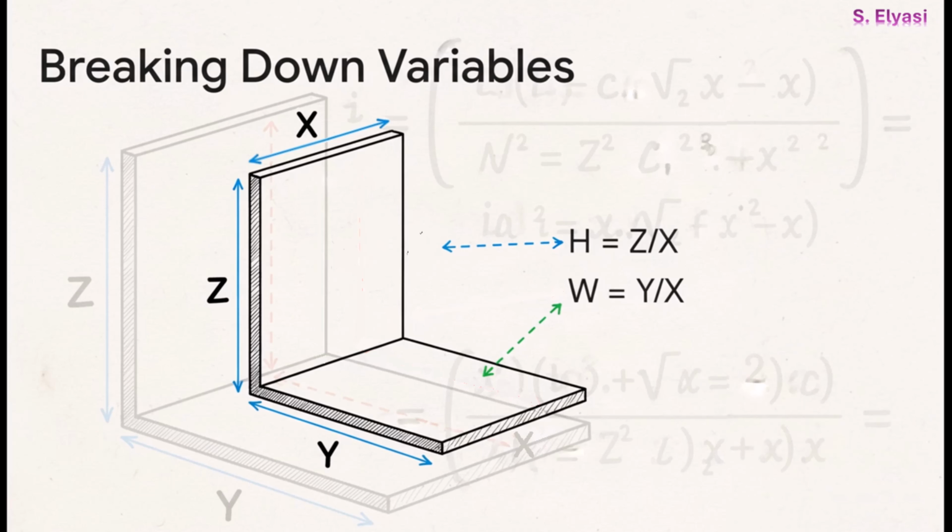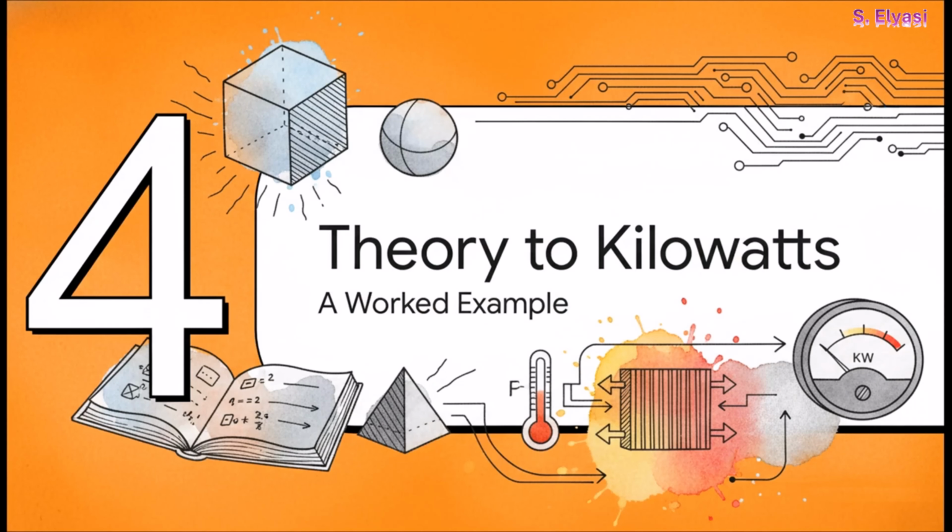So here's the really beautiful part. That entire intimidating formula, it all boils down to just two simple, dimensionless ratios. H is just the height of the vertical plate, z, divided by the length of the edge they share, x. And W is the width of the horizontal plate, y, divided by that same shared edge length, x. You just calculate these two simple numbers from your system, plug them in, and you've completely solved the geometry part of the problem.